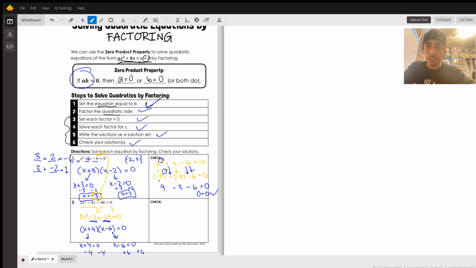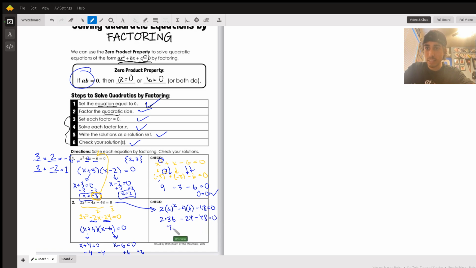All right, but here's how you would check, right? So I'm going to take this equation. Notice that wherever there is an x, I'm going to put a 6. So 2x squared becomes 2 times 6 squared, minus 4x, minus 4 times 6. And then minus 48 equals 0. All right, so do exponents first. 6 squared is 36, so we got 2 times 36. 4 times 6 is 24, minus 48 equals 0.